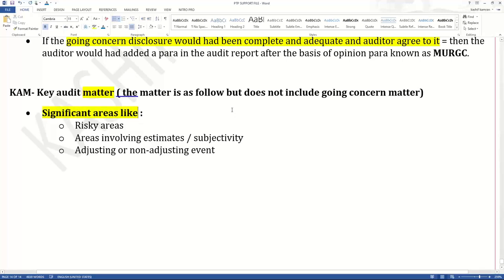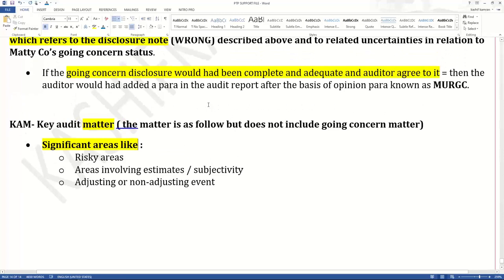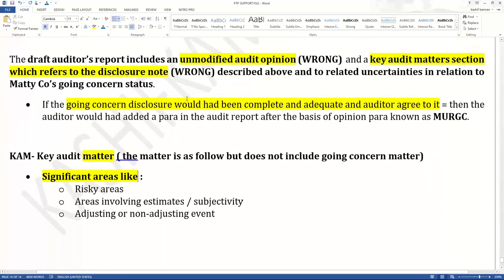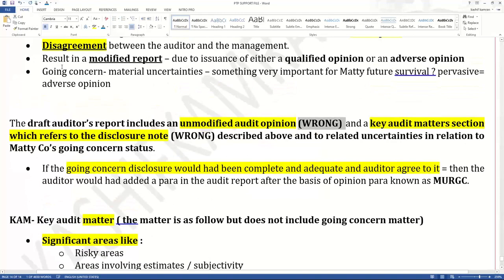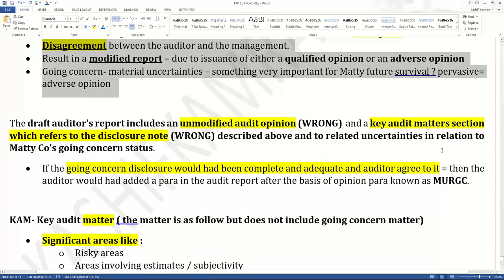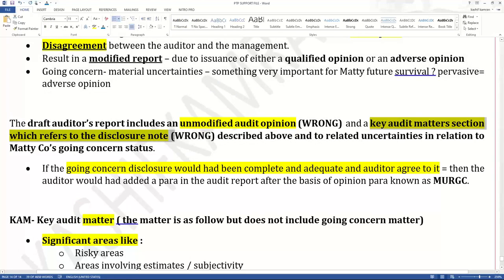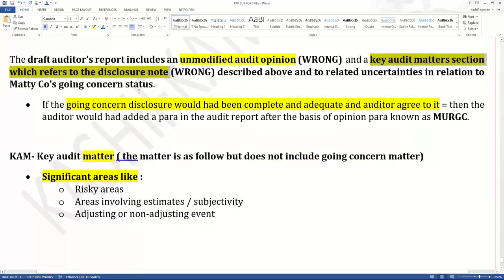So do you agree that the report published by the supervisor is wrong? Number one, for the modified audit opinion, and you have to justify that by telling the examiner what should have been the right opinion. Then the key audit matter section. You will tell the examiner that the key audit matter section cannot come for going concern, because if the going concern disclosure had been complete, then you should have inserted a paragraph known as an MURGC paragraph. Is that clear to all of you about the rules and regulations?